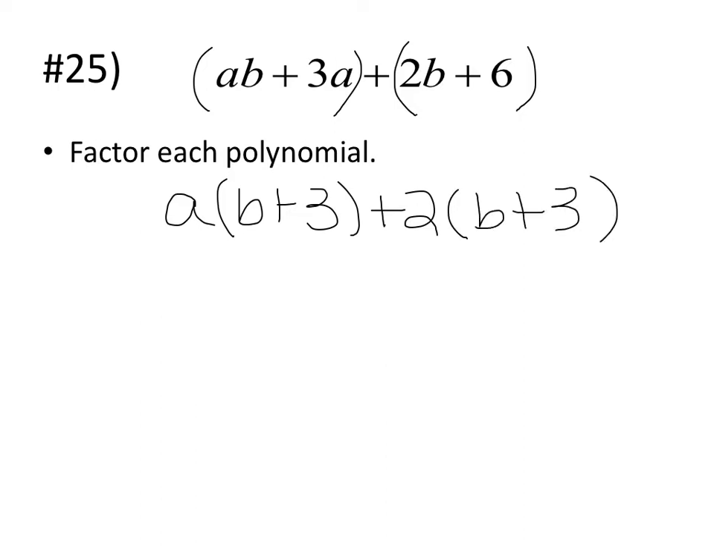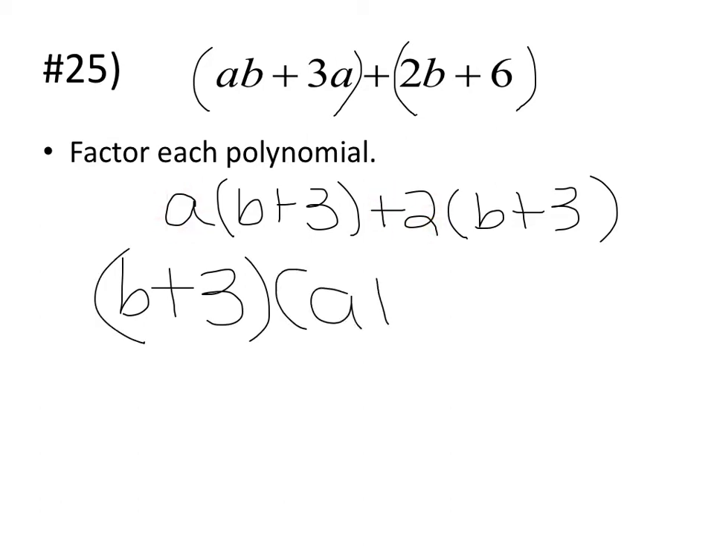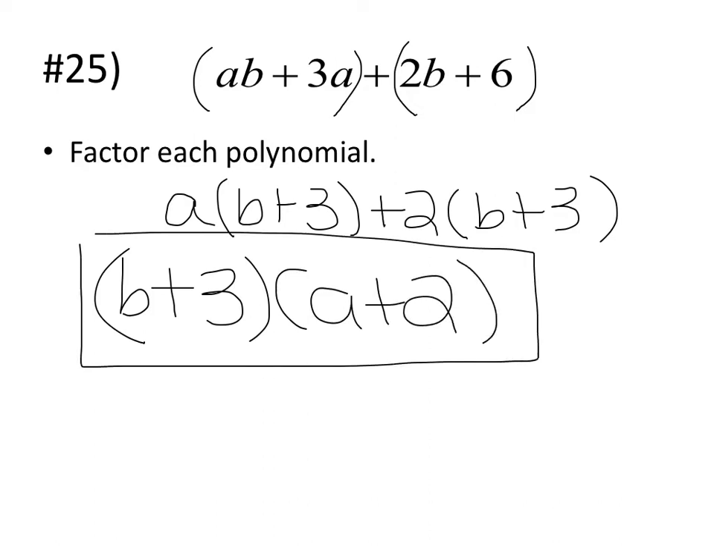Remember, the point is that what's left in the parentheses is the same, so that you can then factor that out. Now looking, what do they have in common? They both have a b plus 3 in common. So we bring the b plus 3 to the front, and then what's left is an a plus 2. Your answer is b plus 3 times a plus 2, or a plus 2 times b plus 3. Doesn't matter which way you write it.